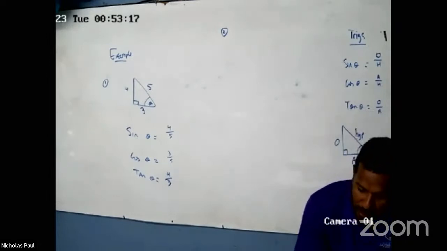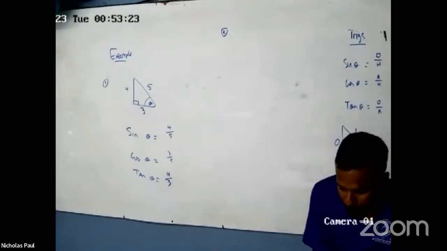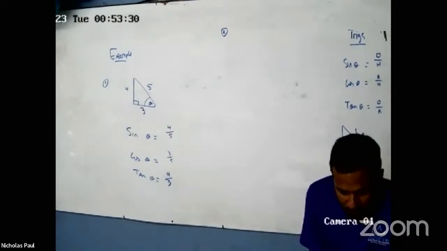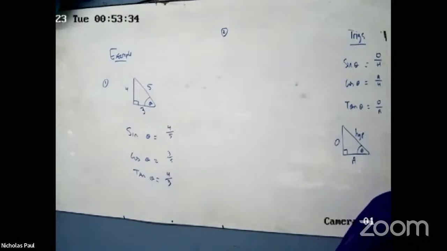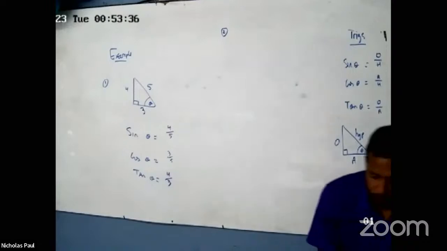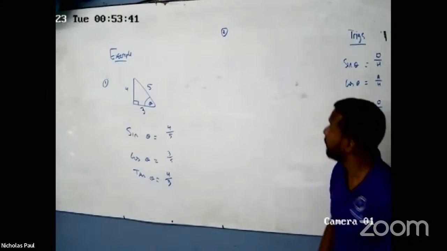So I gave you a right angle triangle. We found the adjacent and then we can work out everything: sine, cos, and tan. That's okay? Any questions online? Shannon, Alejandra, any questions? Are you okay there? Okay, nice.